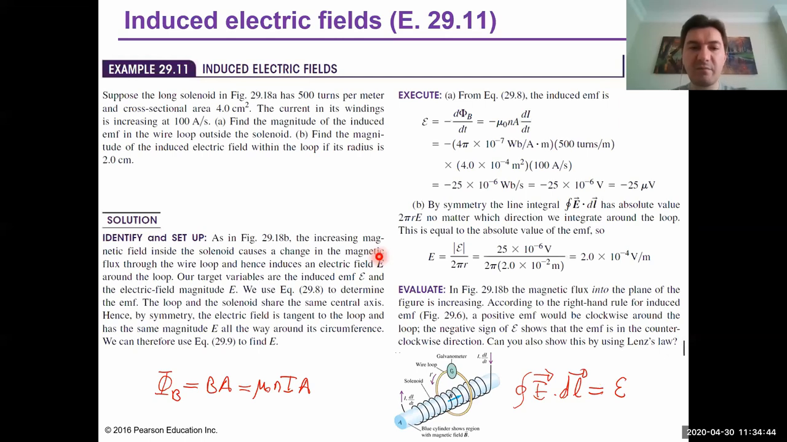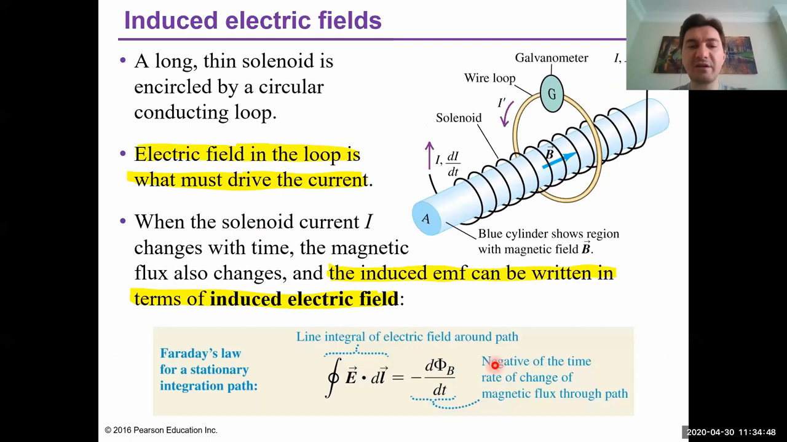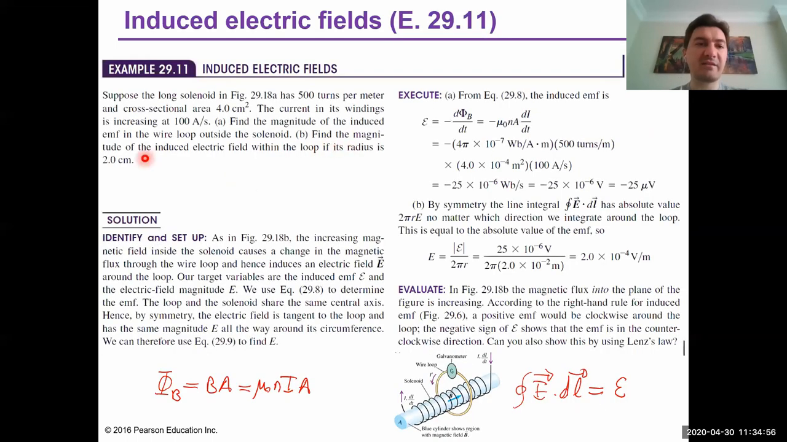So EMF is related to the induced electric field with that expression. So just use this one, EMF here. And the question asks, what is the induced electric field?